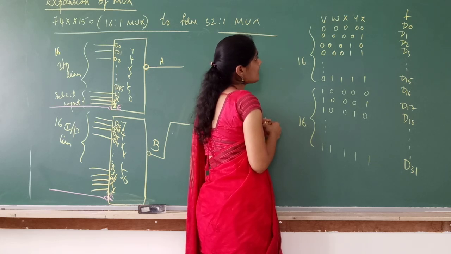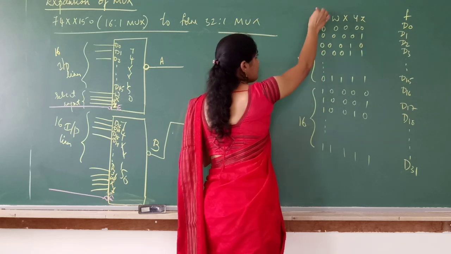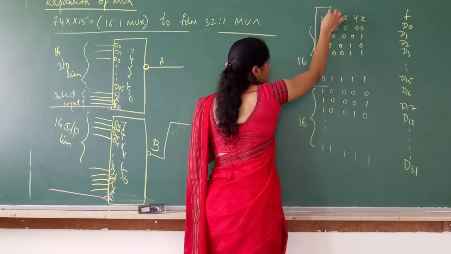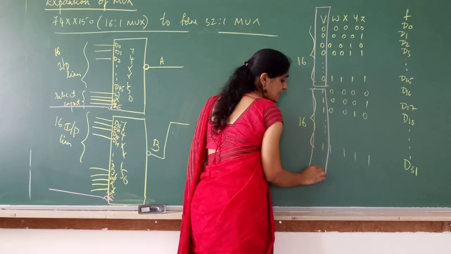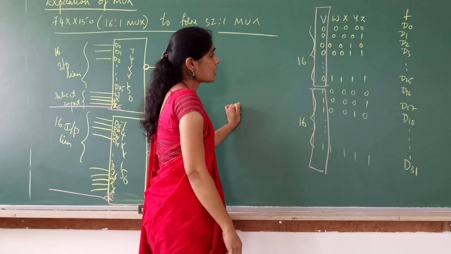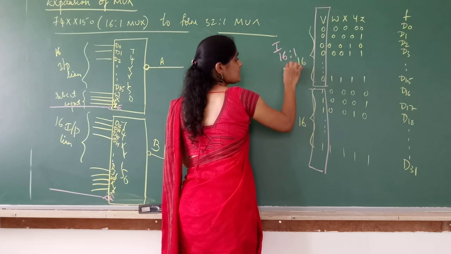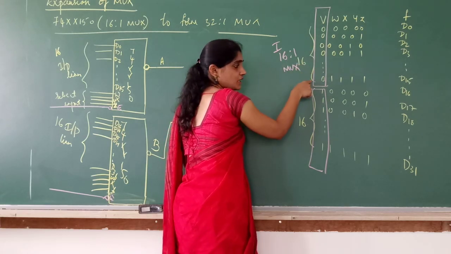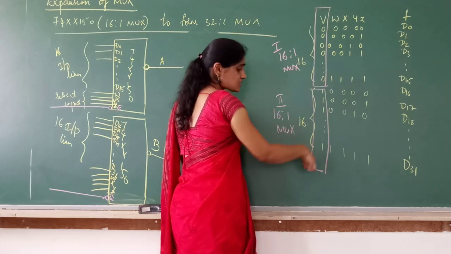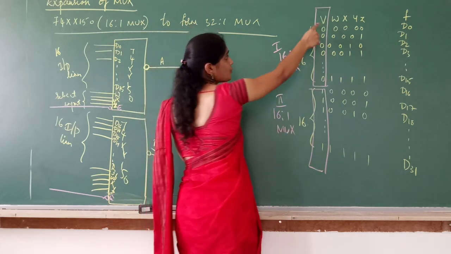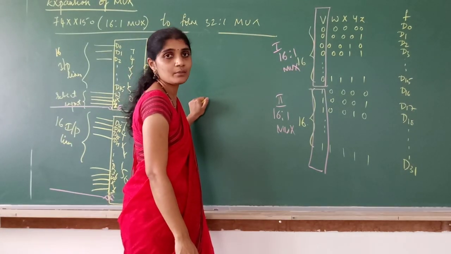The MSB bit, that is the input variable V, is taking 0 for the first 16 combinations and V is taking 1 for the next 16 combinations. So now what I can do is make the first 16:1 mux work for the first combinations and the second 16:1 mux for the next 16 combinations. And this V can be used as an enable input.